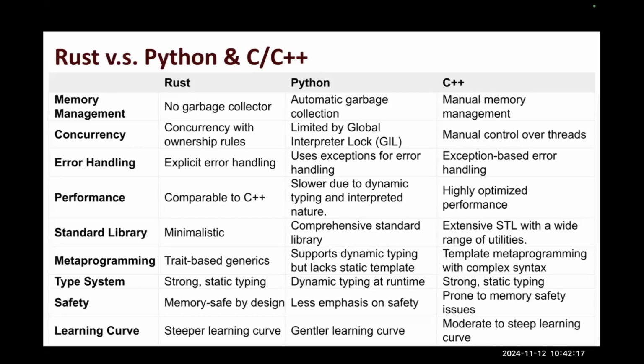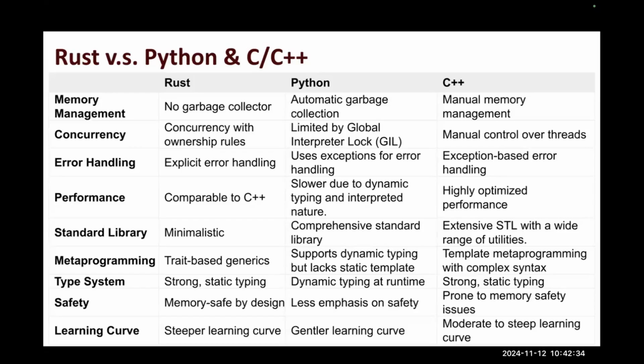Another one is the type system. Rust has strong static typing, Python has dynamic typing at runtime, and C has strong static typing. So from this perspective, Rust and C are very similar.